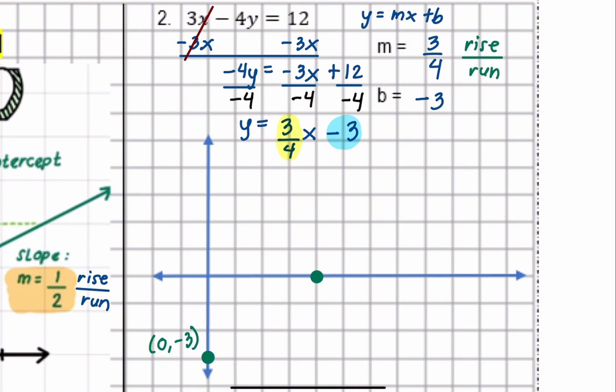Okay, so repeating the process from this point, 3 units up, 1, 2, 3, and then 4 units to the right, 1, 2, 3, 4. This is our next point. Okay, so connecting the points, class. So this is the graph of 3x minus 4y is equal to 12.